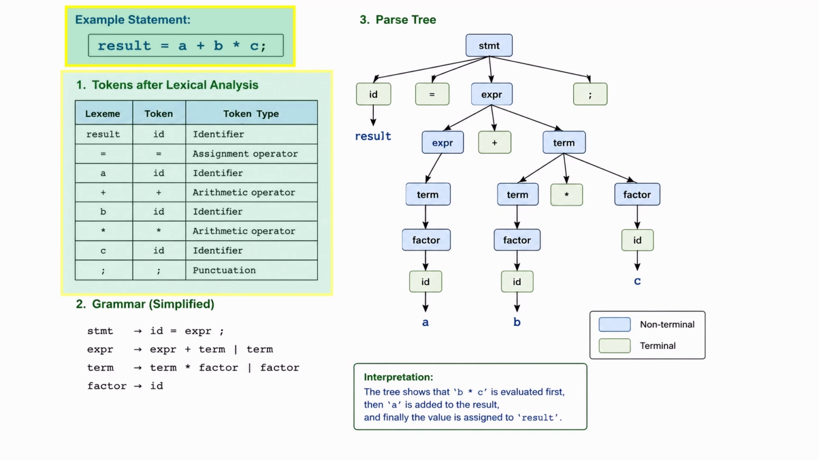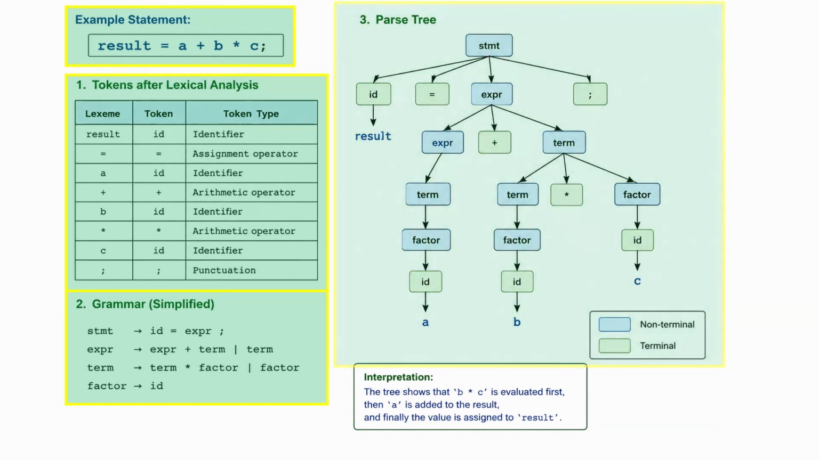Below that, the figure shows simplified grammar rules used during syntax analysis. These grammar rules define how valid statements are formed in the programming language. For instance, a statement consists of an identifier followed by an assignment operator, an expression, and a semicolon. An expression can contain terms connected by operators like plus, and terms can contain multiplication operations. Using these grammar rules, the parser constructs the parse tree shown on the right side. The parse tree represents the hierarchical structure of the statement.